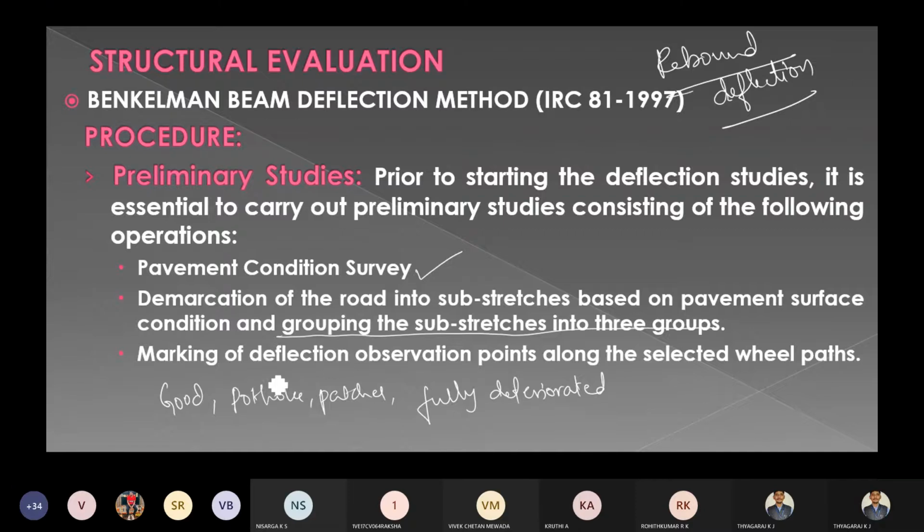After grouping, you are going to measure the deflection observation. So you are going to mark the observation points and measure the deflection. So remember, in the preliminary survey, you conduct the pavement condition survey, then grouping of the road stretches. The third one is marking the deflection and recording the deflection observation using a Benkelman beam. Okay, is it clear, the preliminary survey? Is it clear?